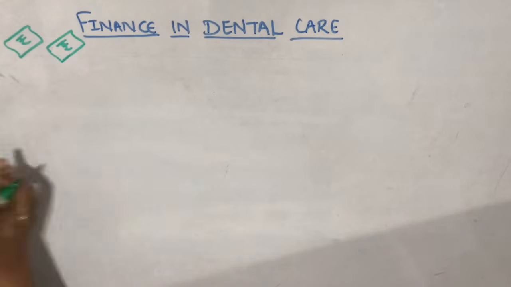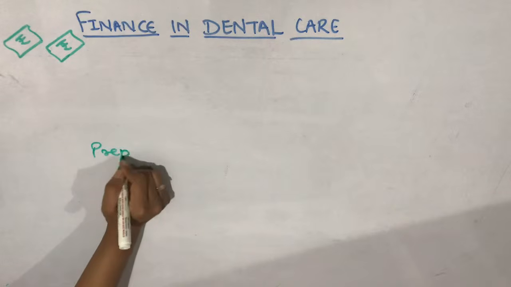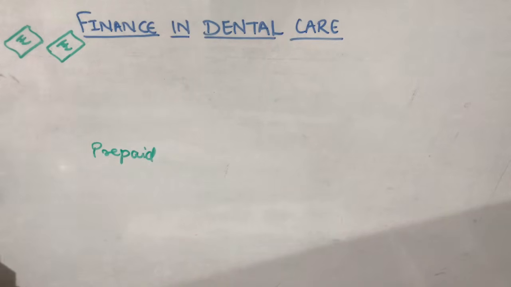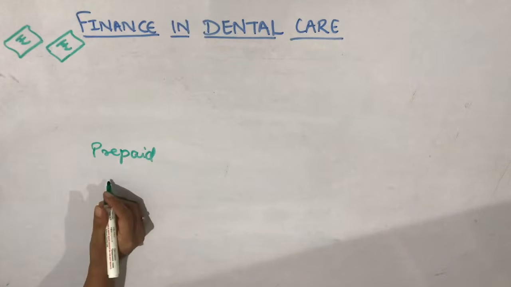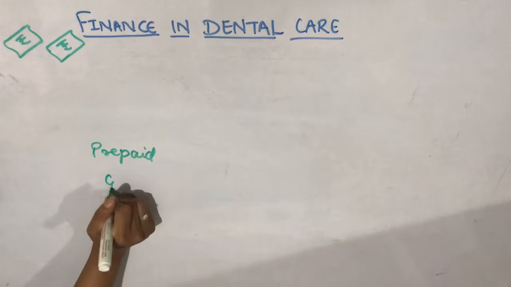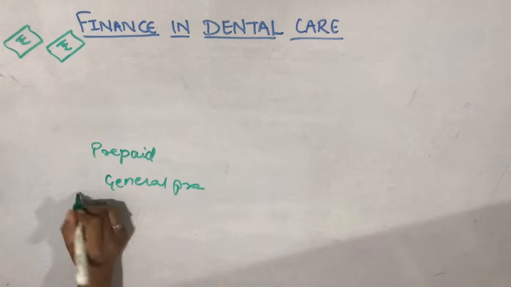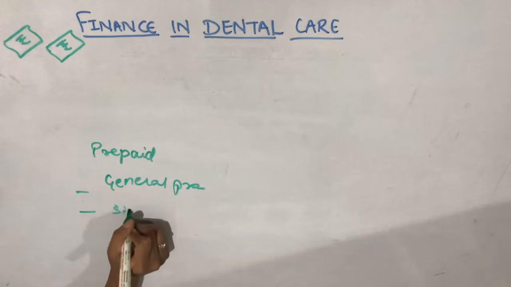The next one is the prepaid group practice. Now what is this prepaid group practice? Basically, there are various types of group practices. For example, there is a general practice group. The next one is the single specialty group.